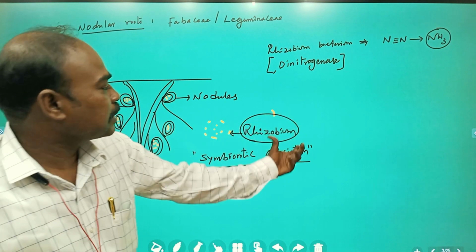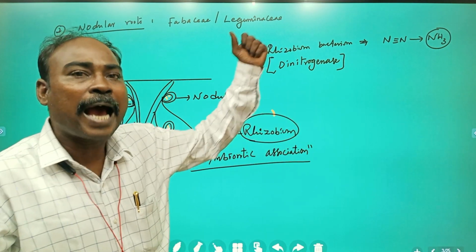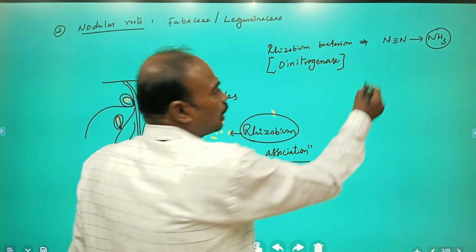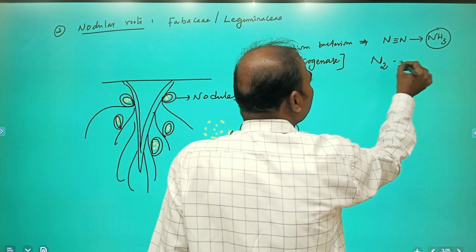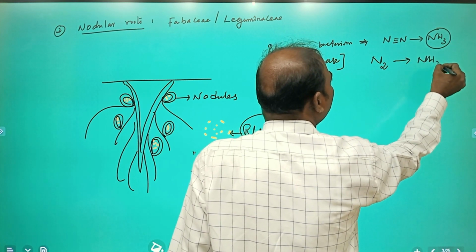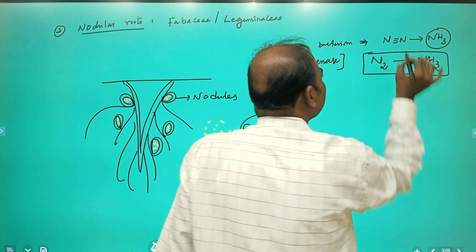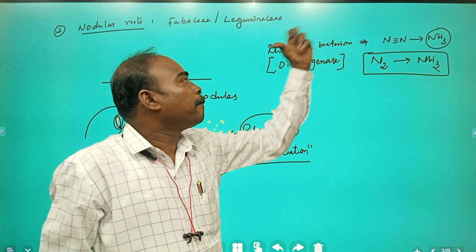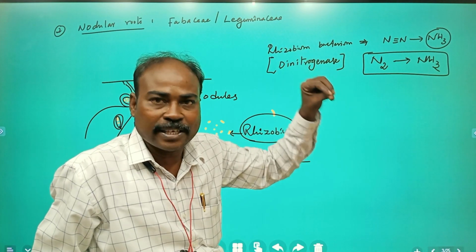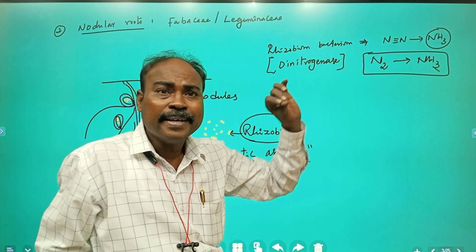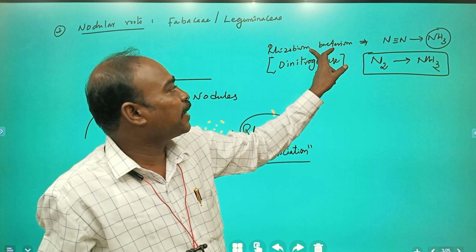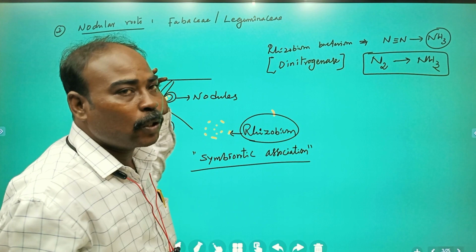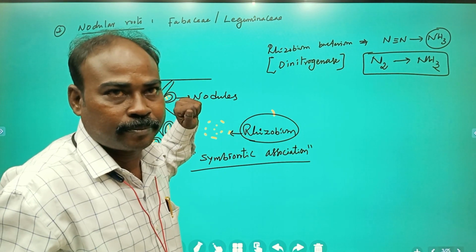The rhizobium bacteria are prokaryotic cells. They have the dinitrogenase enzyme, which is useful for the conversion of N2, which is in gaseous form, into NH3. This conversion of dinitrogen into ammonia is called biological nitrogen fixation, which is carried out by the bacteria. In this ammonia form, the plant is able to take up the nitrogen.